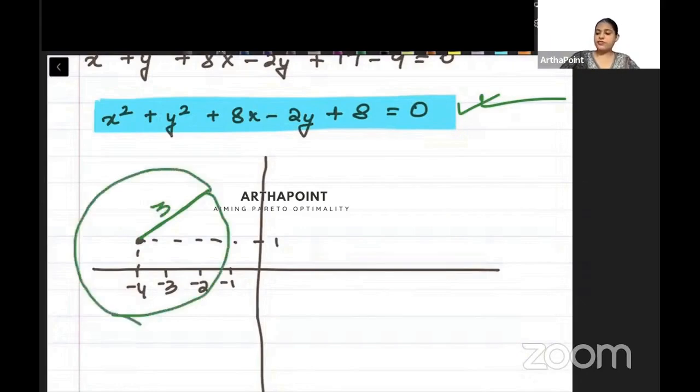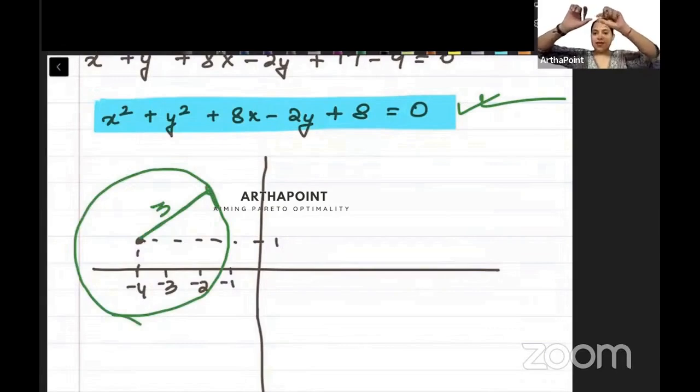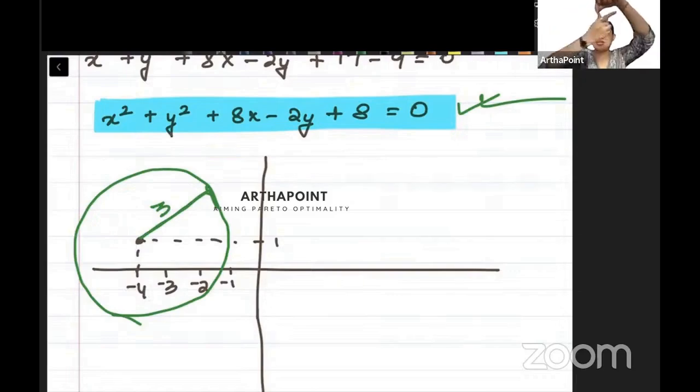Again, I don't have the right tool to draw it, so make it like a proper circle. If you have the geometry box with you, you take the center and with 3 centimeters, 3 units, you just draw the circle around the center, and you will get the circle. Okay, so this is how you can plot a circle.